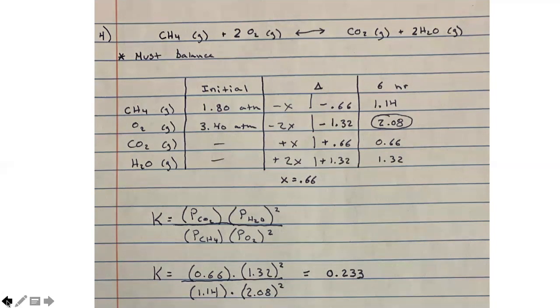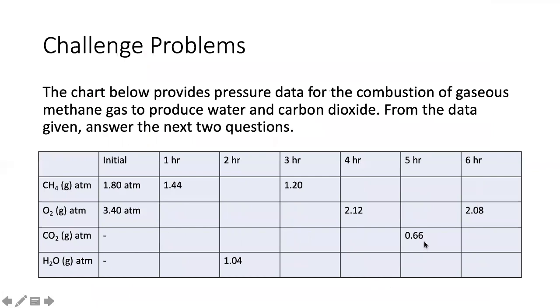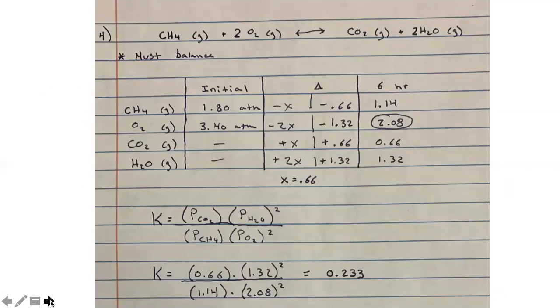Okay, and let me just go back to the chart. And so at hour 5, I can see that my pressure of CO2 is 0.66 here. Now, I don't know any of my other 5-hour data points. Okay, but again, CO2 is 0.66. Well, here at hour 6, I can see that my pressure of CO2 is also 0.66. So that can indicate to me already that if the pressure of CO2 doesn't change, all the data should be the same between hour 5 and hour 6, which again can confirm that I'm at equilibrium.